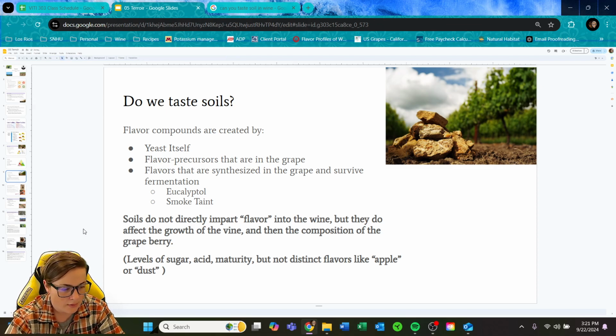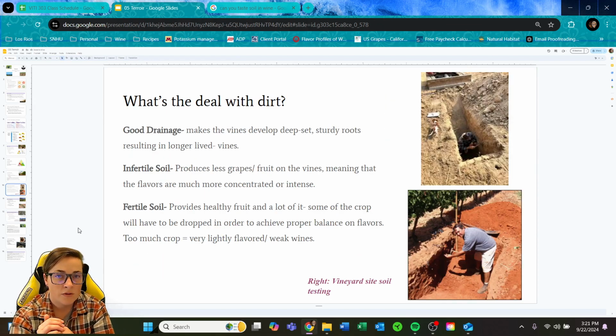Okay, next. So what's the deal with dirt, right? So how does the dirt affect the ability for vines to perform? Well, good drainage is very important. It makes the vines develop very deep-set, sturdy roots, resulting in longer-lived vines. Infertile soil will affect the grapevine because they'll produce less grapes, and the flavors are typically more concentrated or intense as a result of that.